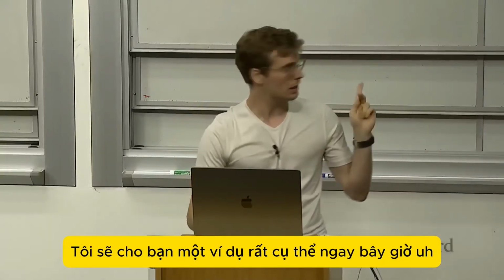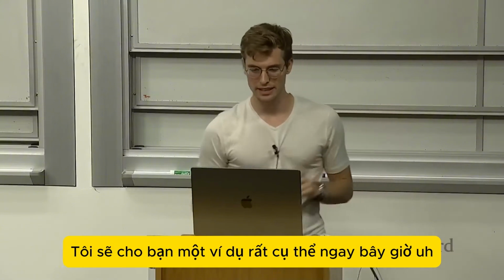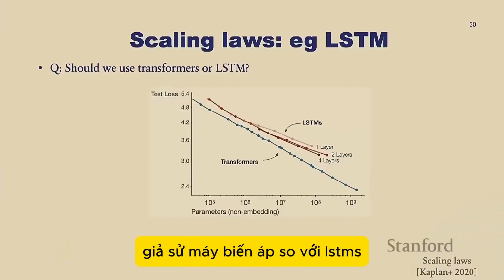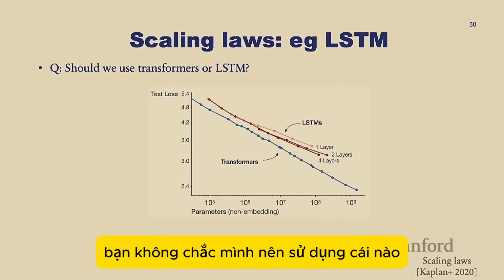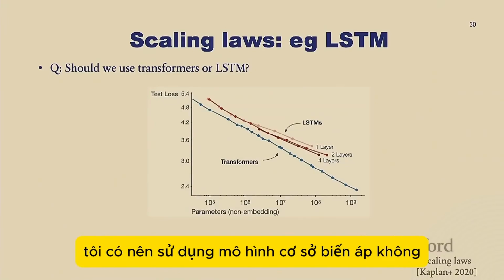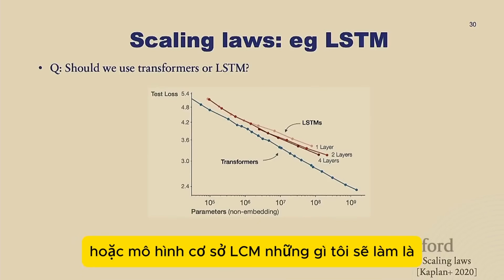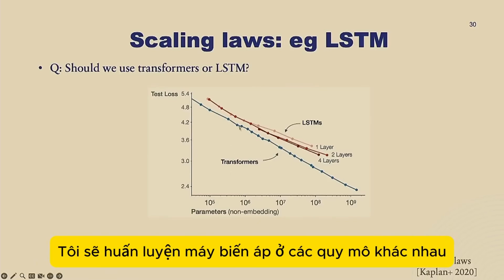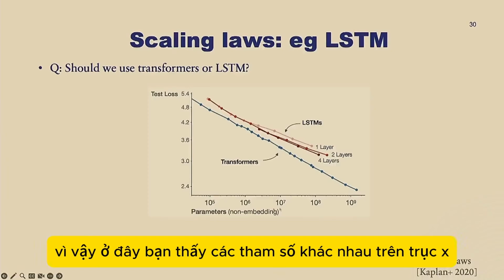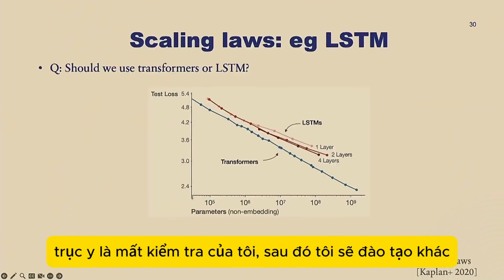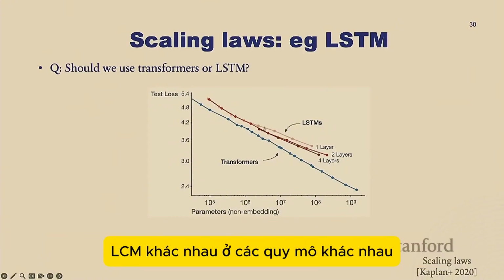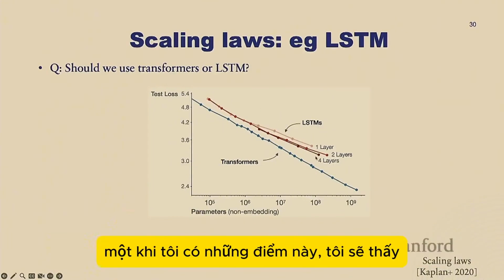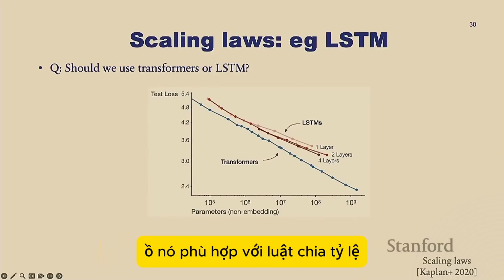I will give you a very concrete example right now. Let's say transformers versus LSTMs. Let's say you have these 10,000 GPUs, and you're not sure which one you should be using. Should I be using a transformer-based model or an LSTM-based model? What I will do is train transformers at different scales. Here you see different parameters on the x-axis, and the y-axis is my test loss. I will then train different LSTMs at different scales. Once I have these points, I will see that it kind of fits a scaling law.